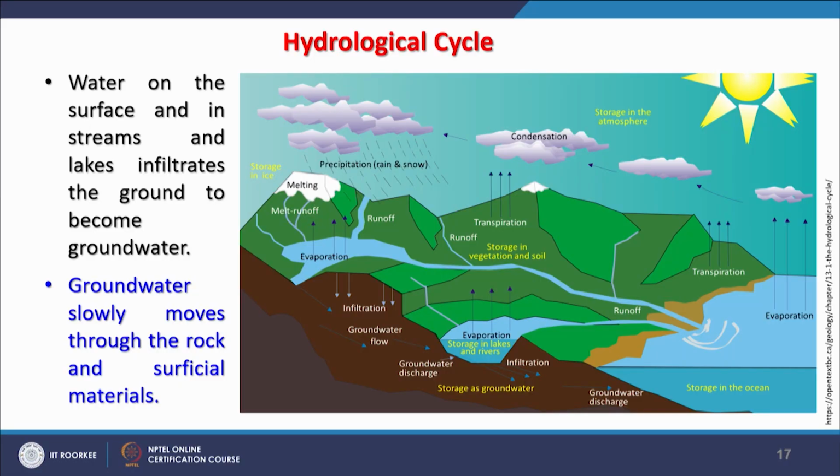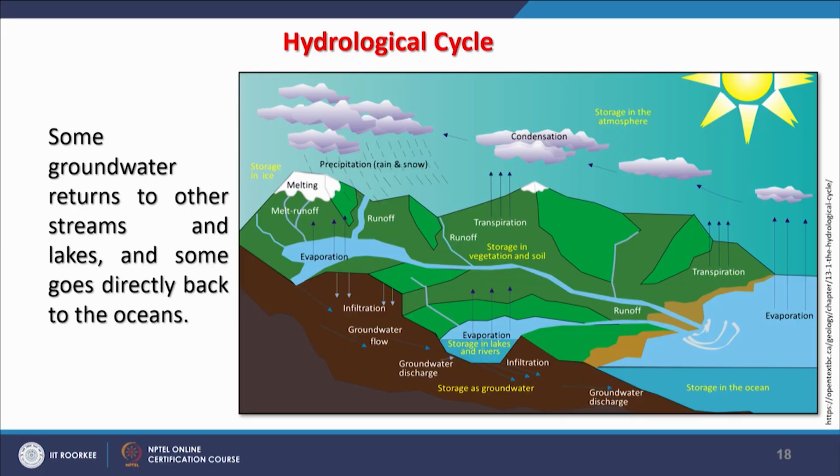So, groundwater, as we know, slowly moves through the rock and surfacial materials. Surfacial materials might be soils, might be weathered rocks, might be rocks with fractures, joints and gaps or cracks, whatever is there. All this will allow water to go, maybe slowly, towards the groundwater regime and may recharge our aquifers. May not be directly, may not be immediately, but maybe a little later.